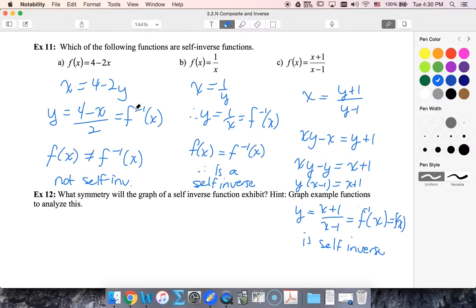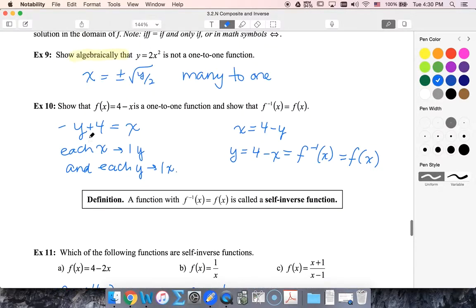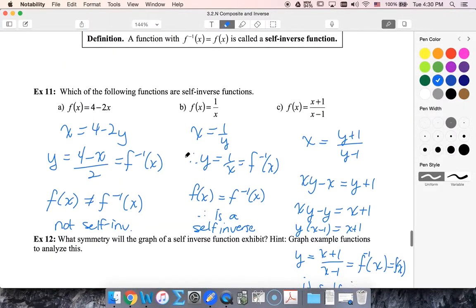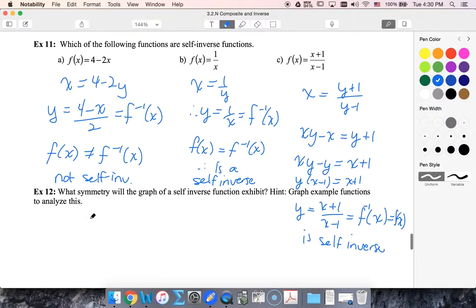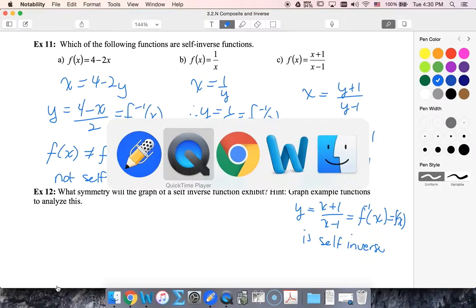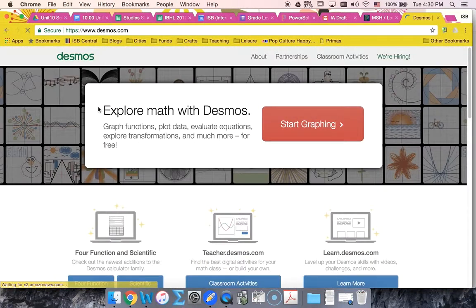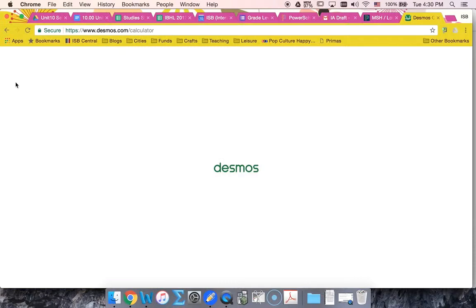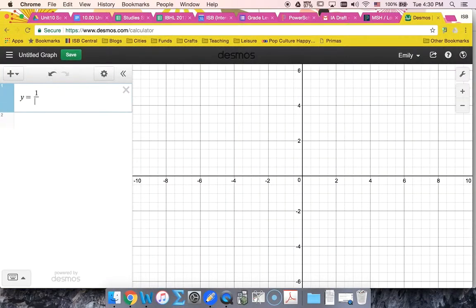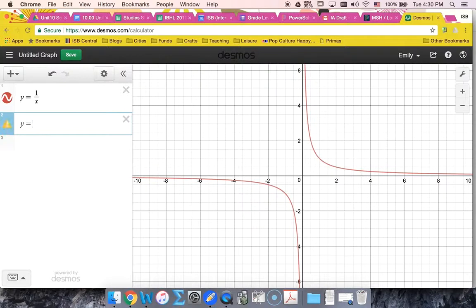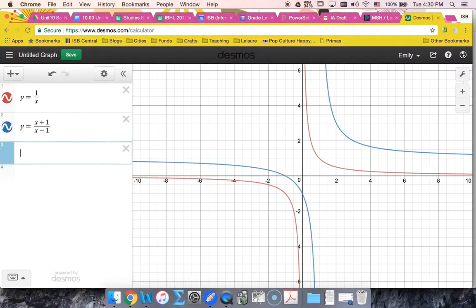Remember earlier we also showed that 4 minus x was also a self-inverse. So let's graph all of these and see what happens to look for the symmetry of a self-inverse. So let's add in our functions. So we've got y equals 1 over x, and we've got y equals (x plus 1) over (x minus 1), and we also had y equals 4 minus x.